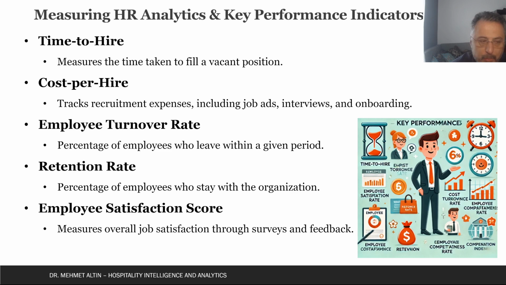Next one is the cost per hire. Hiring isn't just about speed, it's also about cost effectiveness. Cost per hire includes expenses like job advertisements, recruiter salaries, interview processes, and onboarding programs, and many other things associated with the hiring. You need to measure this, you need to track these metrics to optimize recruitment spending while maintaining quality hires.